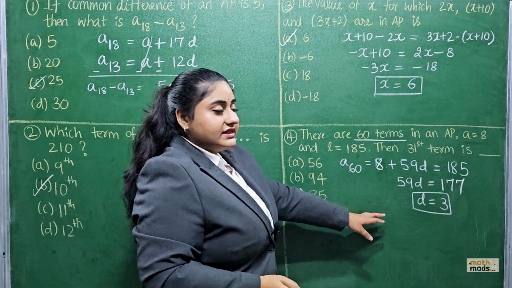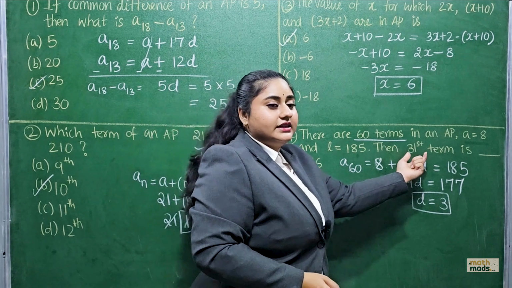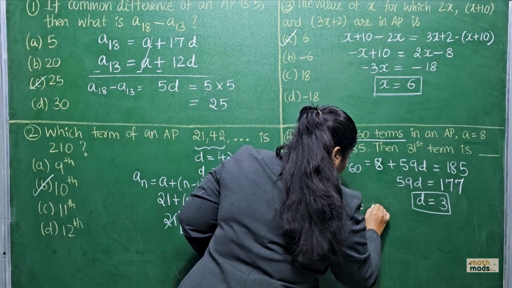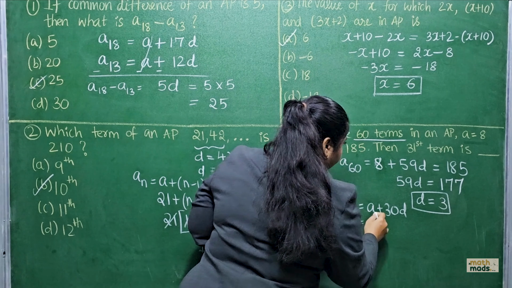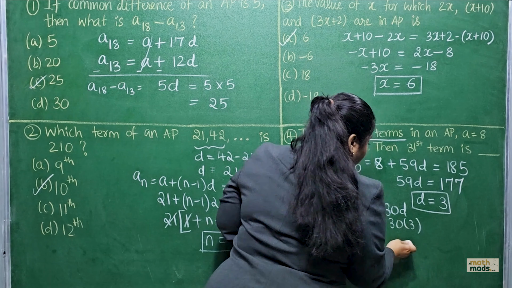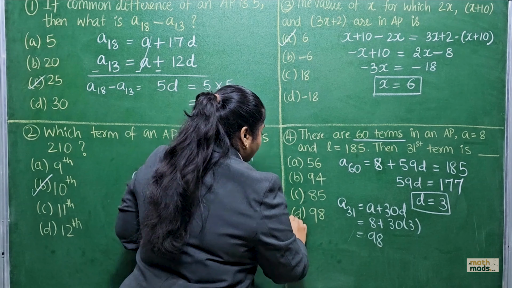Now I have to use this information and a is equal to 8, the first term information, to find the 31st term. That is a31 is equal to a plus 30d. Just substitute. a is 8 plus 30 into 3. So 90 plus 8 will give you 98. That is option D.